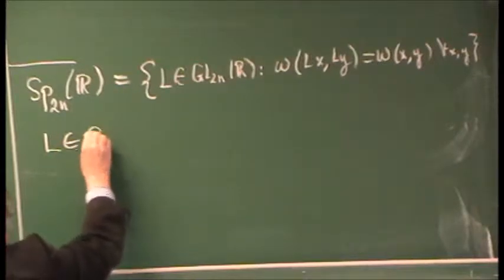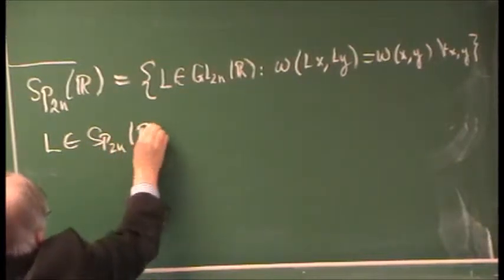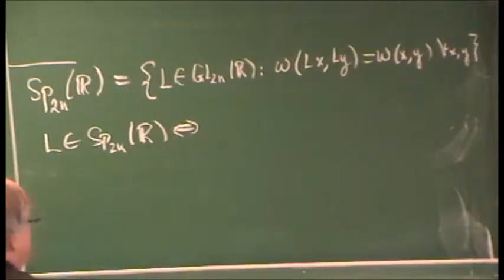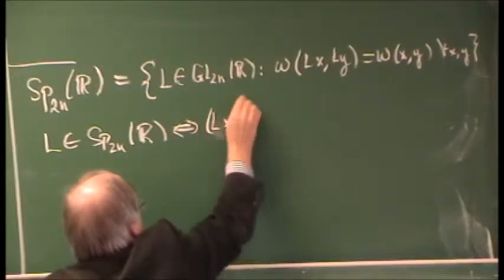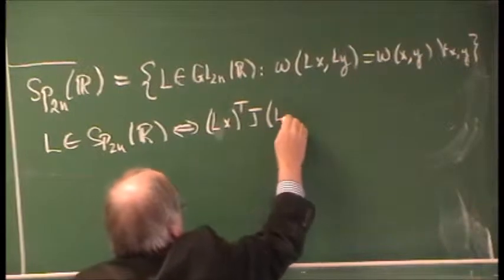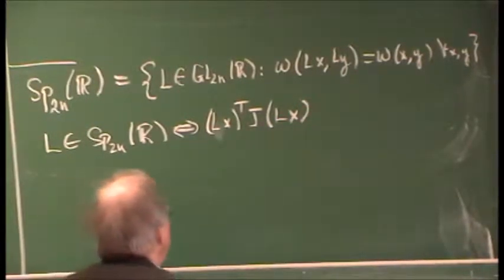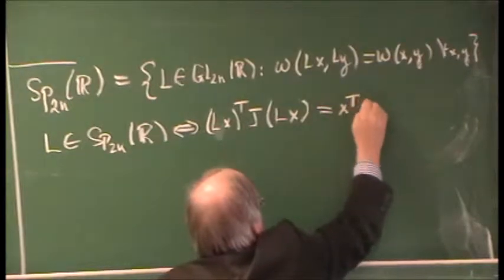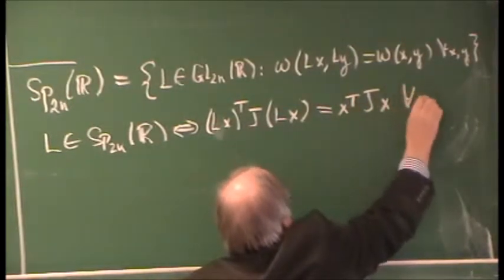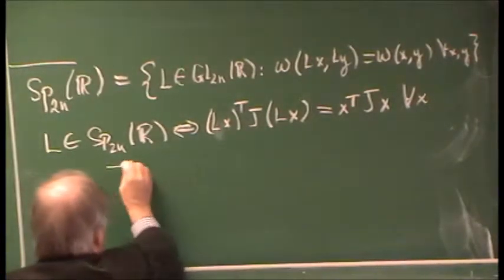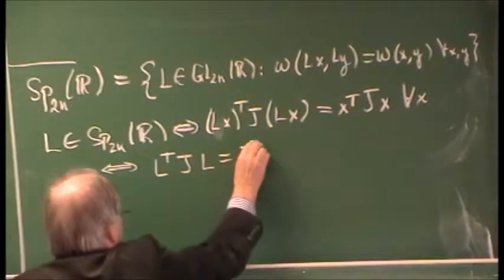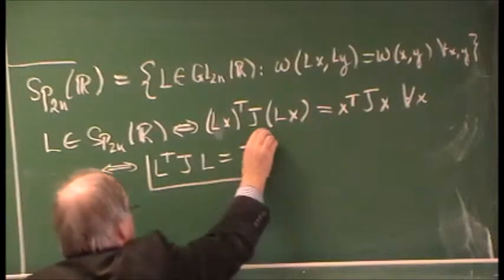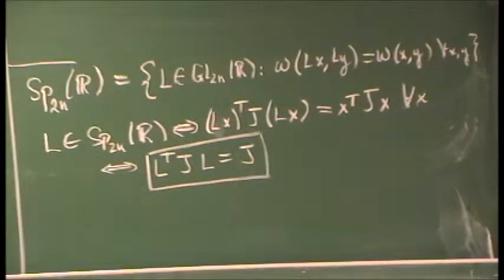A linear operator L is in Sp if and only if (LX) transpose J (LX), it's enough to satisfy the norm equation, equals X transpose J X for all X, and that is the statement if and only if, I turn this around, L transpose J L is J. So this is the defining equation for the symplectic group. You see?